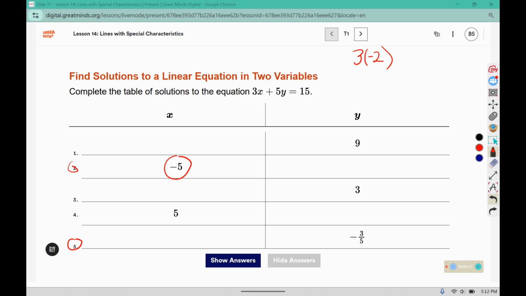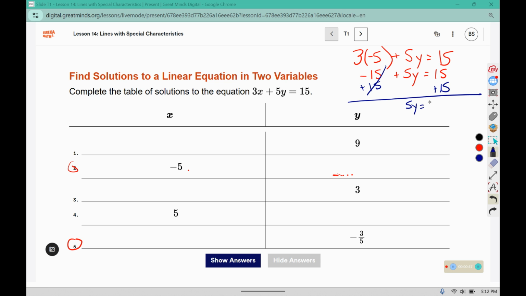The negative 5 goes into the x position, and we are asked to determine what the y value is. 3 times negative 5 is negative 15. We will add 15 to both sides, which gives us 5y equals 30. And then divide both sides by 5, which gives us y equals 6.